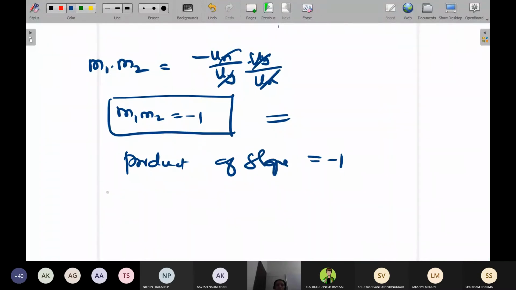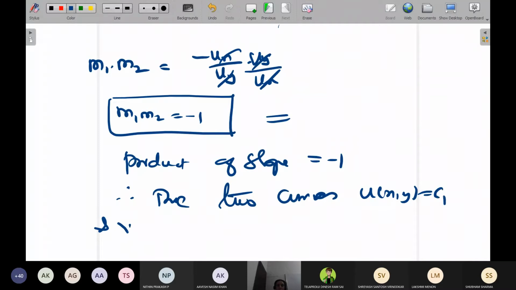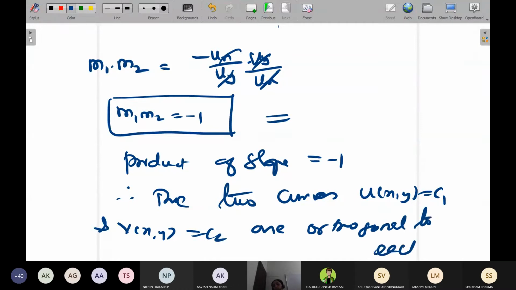Therefore, the two curves, what are the two curves? U of x comma y equal to c1 and v of x comma y is equal to c2 are orthogonal to each other.